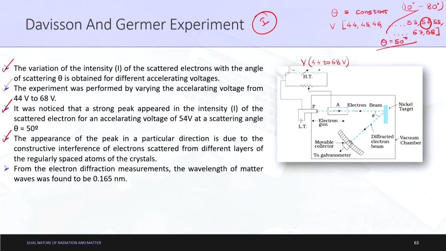So, you may just go and refer to those lectures. Okay, so the appearance of the peak in a particular direction is due to the constructive interference of electrons scattered from different layers of the regularly spaced atoms of the crystals. Basically, why is it happening that for some instances the intensity is maximum and for some it is at a lower stage? It is happening due to the path difference of the wavelength.